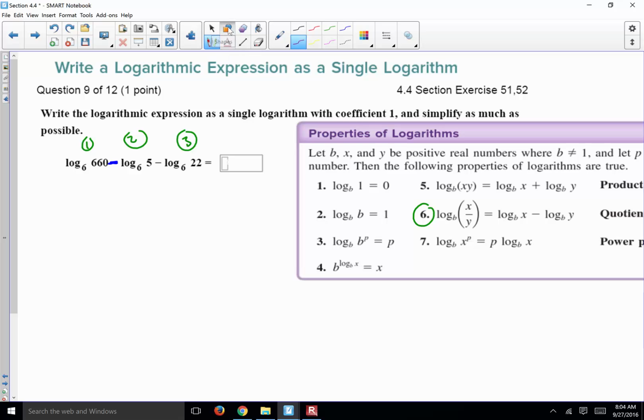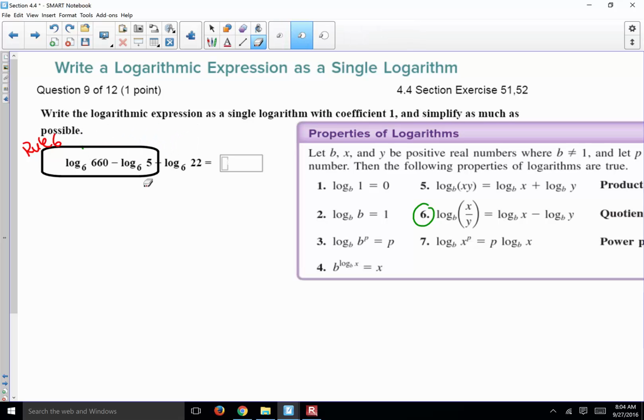Again, doing these 2 and I'm doing rule 6. Okay? Rule 6 says, now help me. What new logarithm do you get here? Log 6 of what? 5 over 660. I put 5, 660. What's wrong? Says division. I did it.